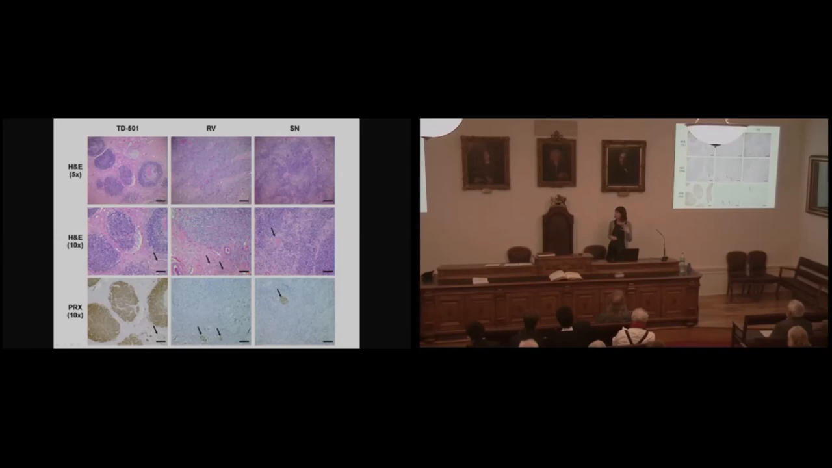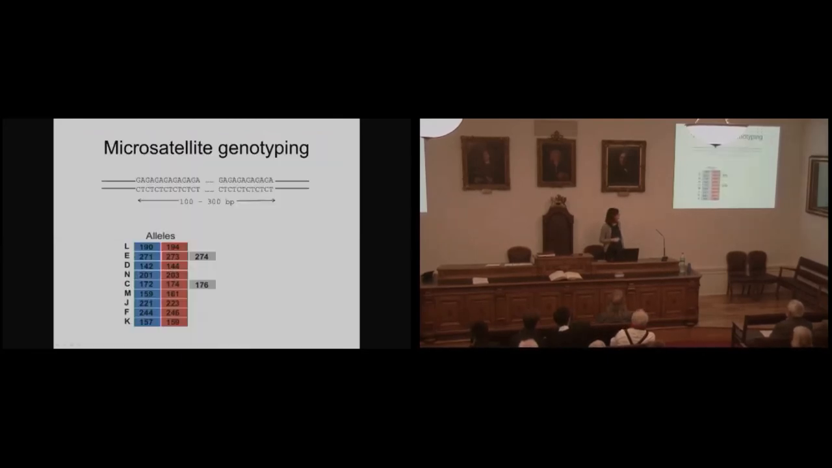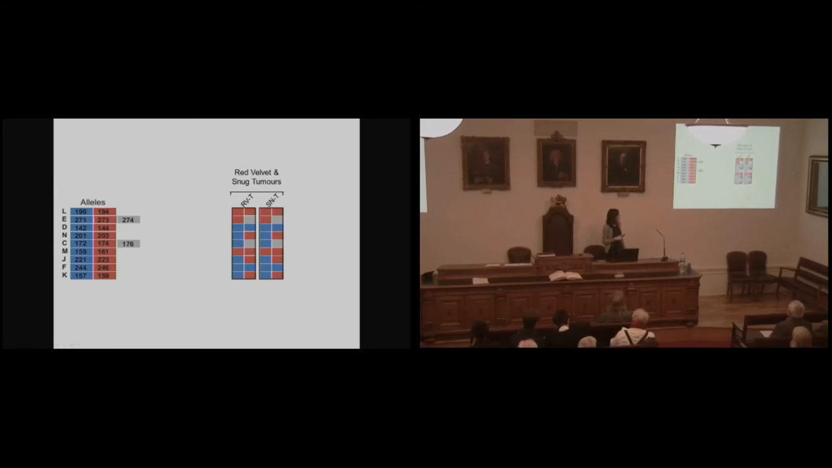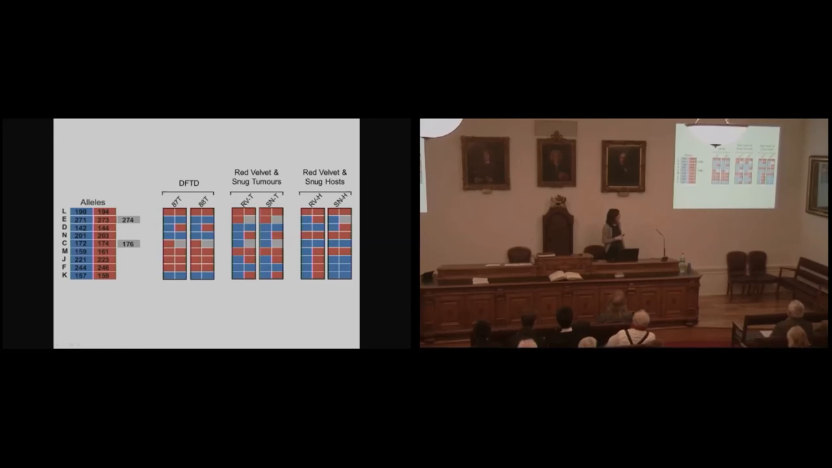So at this stage, my colleague sent some DNA over to us in Cambridge to do some genetic analysis. And we did the same type of genetic analysis that I showed you before using microsatellites. And just to quickly jump to the results, we found that Red Velvet and Snug's tumours, shown here and here, had identical genotypes to each other at every locus. Furthermore, Red Velvet and Snug's tumours were genetically different from their hosts, in both cases, indicating that they didn't arise from their hosts. And the most astonishing part was that Red Velvet and Snug's tumours looked nothing like DFTD, totally different, just as different to DFTD as Red Velvet and Snug's tumours were to any other devil in the population.